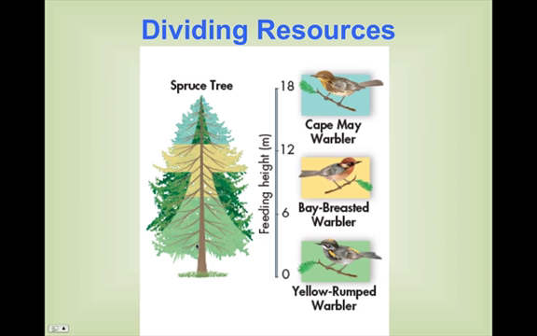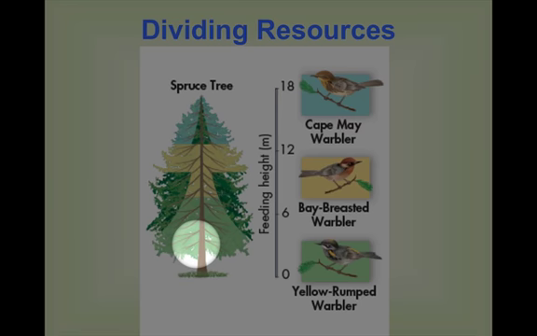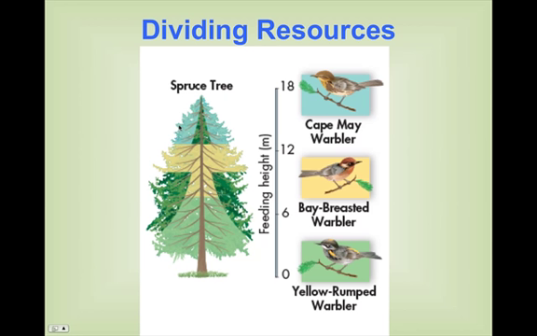Remember, for the competitive exclusion principle to take place, we have to be using the same resource at the same time at the same location. These organisms have divided the resource. They use it in different locations. And because they've done that, you only see competition in the middle of the tree between bay-breasted warblers and other bay-breasted warblers. At the top of the tree, you will see Cape May warblers and only Cape May warblers in competition. This ensures that the species continue.